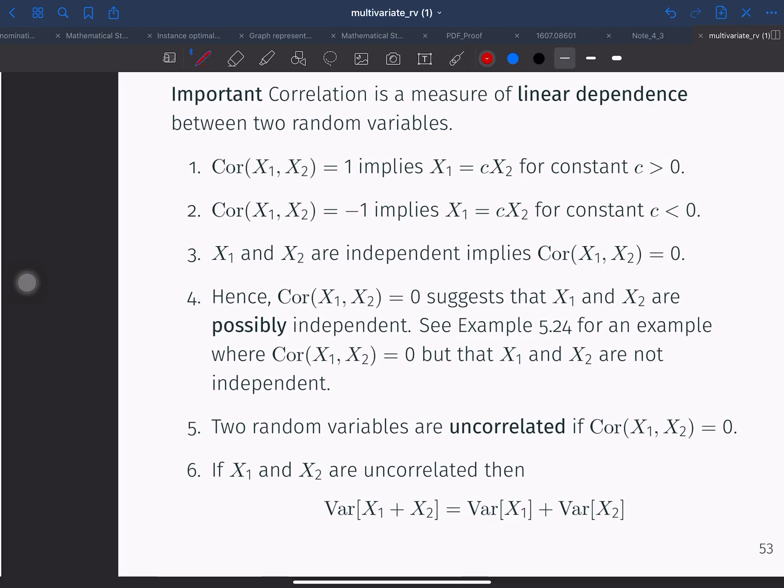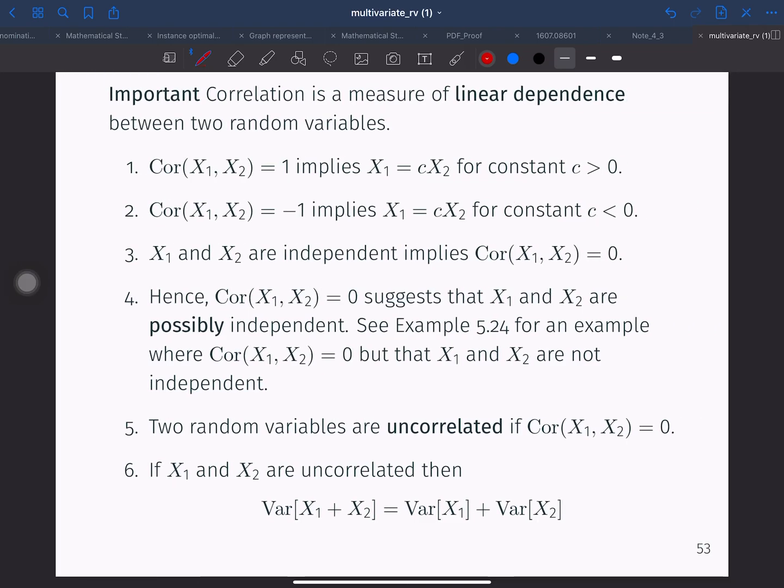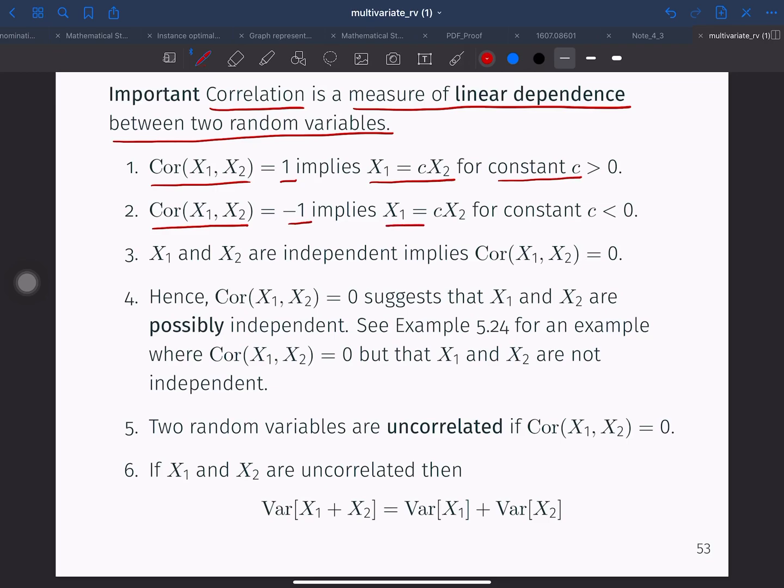So in summary, what that indicates is that correlation is a measure of linear dependence between two random variables. What that means is that if the correlation between two random variables is equal to 1, then x1 is a constant multiple of x2 for some constant. If the correlation is equal to -1, then x1 is a constant multiple of x2, but now for some constant less than 0.